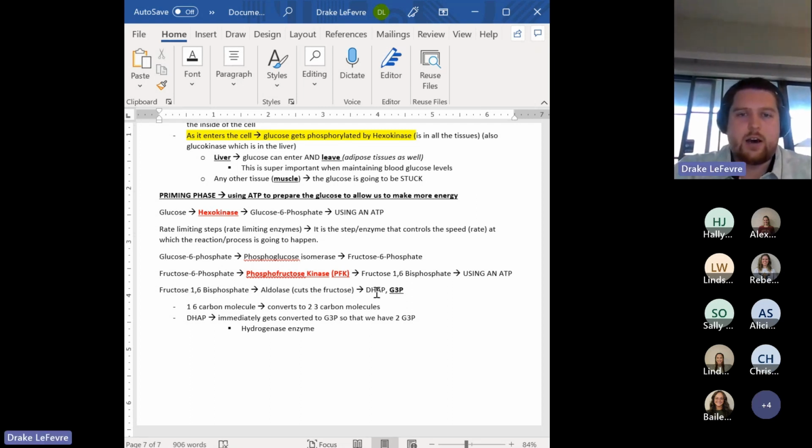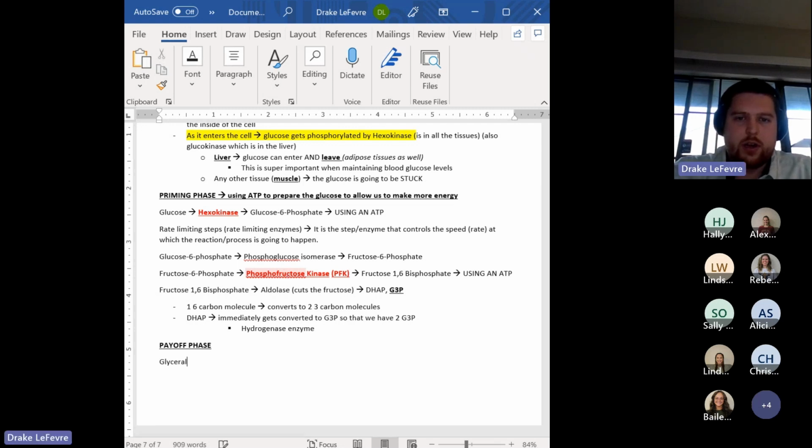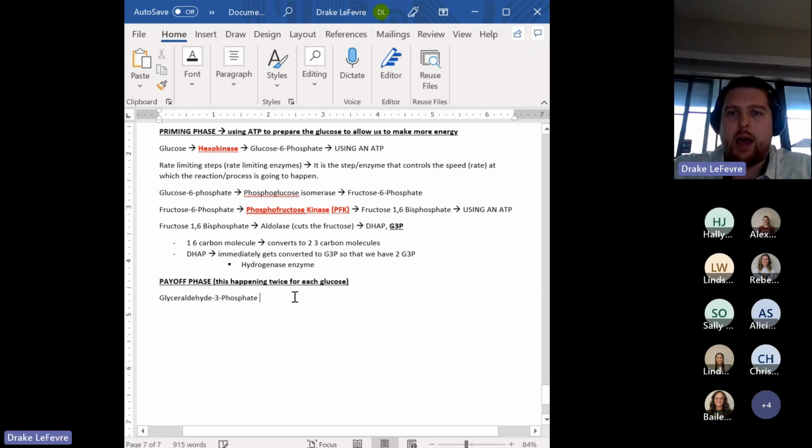Okay, so finally now, we get into our payoff phase. We did all of this work prepping and priming our glucose to get to having a glyceraldehyde 3 phosphate. And I'm only going to show you one side, but understand that this is happening twice for each glucose. I'm just going to show you what happens with one of them.